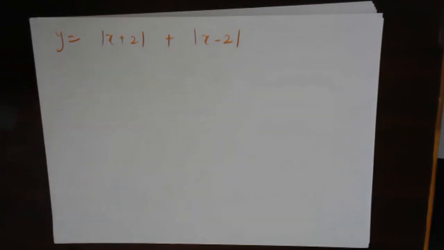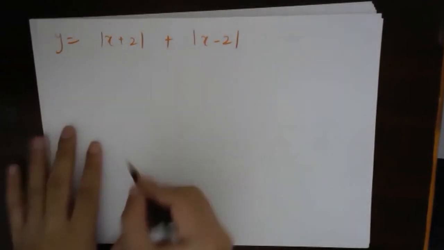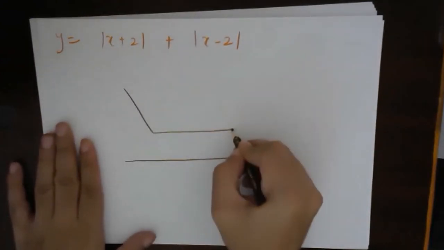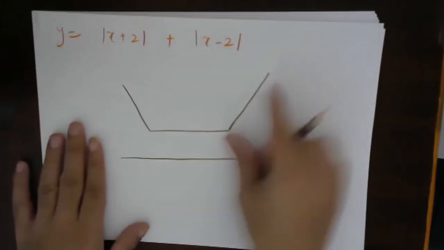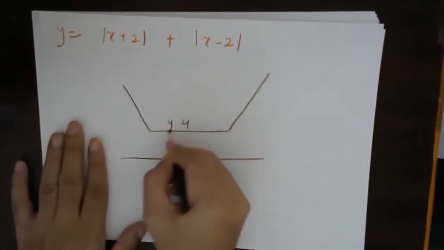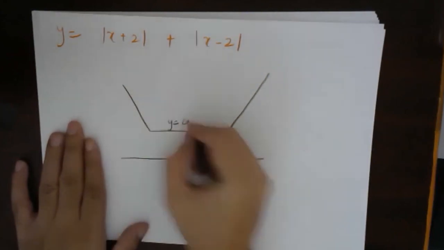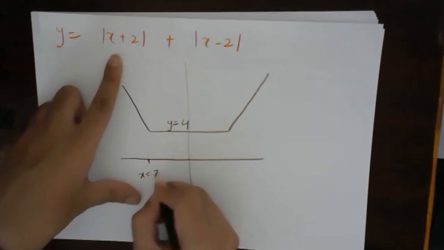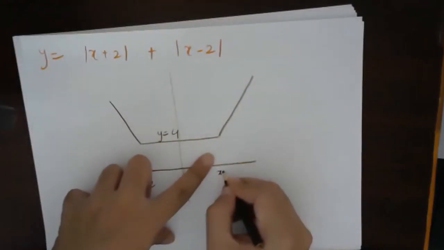Okay, so let's see. This will be something like again a tub shape. This part will become 4, y is equal to 4. This is the x-axis. This point is x equal to minus 2, and this point is x equal to 2.